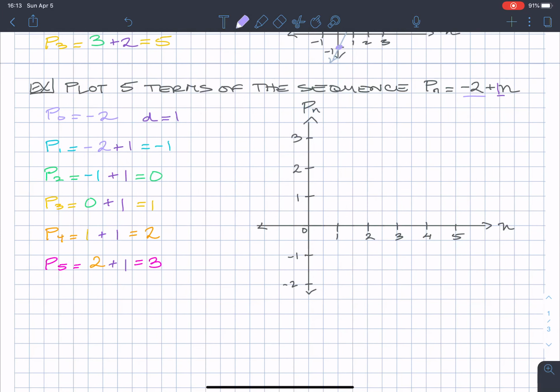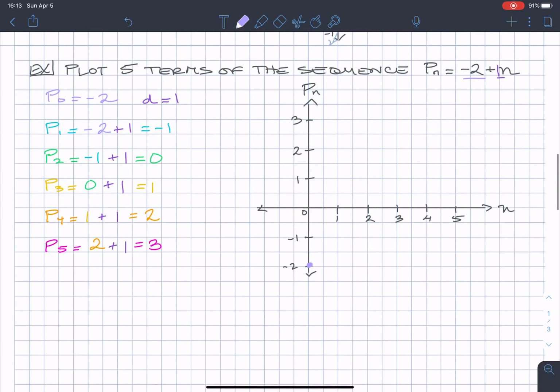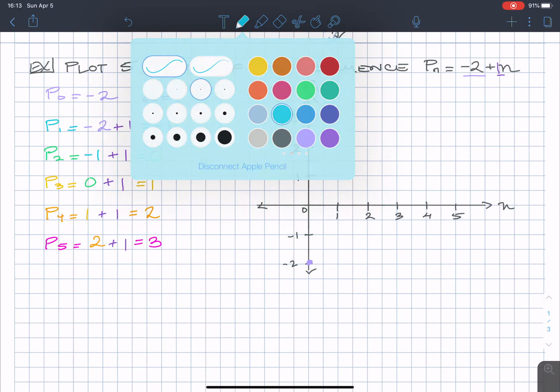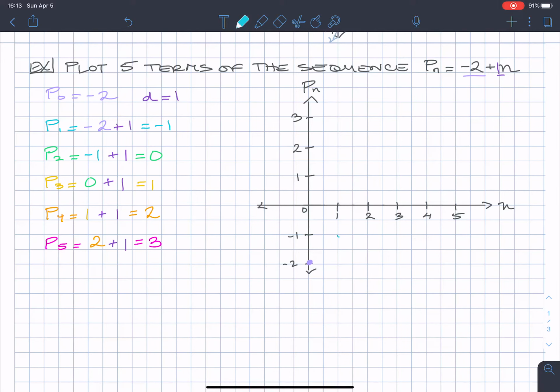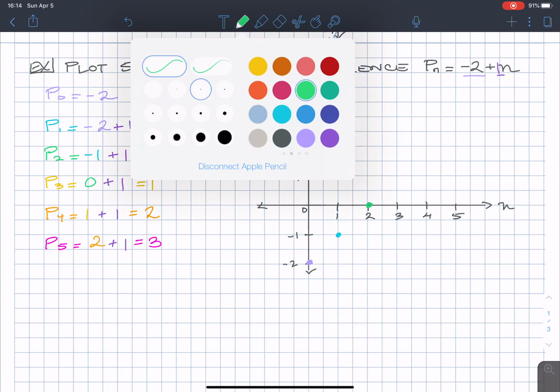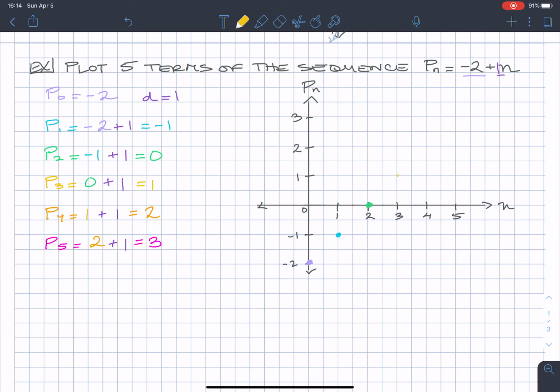So the initial value when the counting number was 0 was at negative 2 in purple. Then the first value when the counting number was 1 was at negative 1. The second value when the counting number is 2 was 0. The third value when the counting number was 3 was up at 1. The fourth value when the counting number is 4 was up at 2. And the fifth value when the counting number was 5 was up at 3.